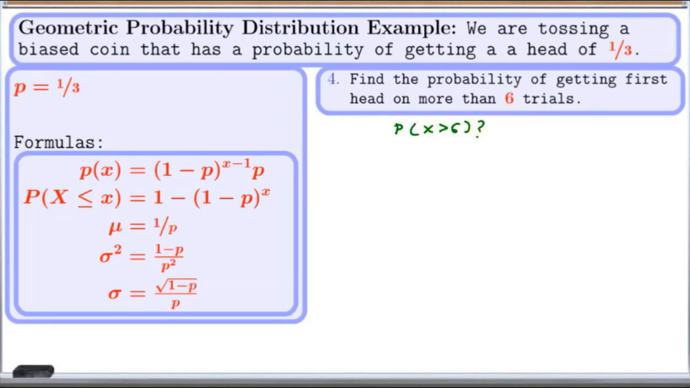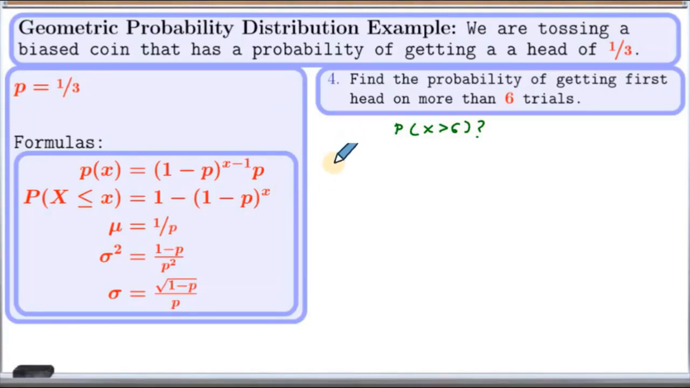Basically, we are trying to find probability for x equals 7, 8, 9, 10, and so on, infinitely many of them. So it is impossible for us to find all these probabilities. Instead, what we can do is look at the complement. The complement of more than 6 is 6 or less. So we find the probability of less than or equal to 6 and subtract that from 1.